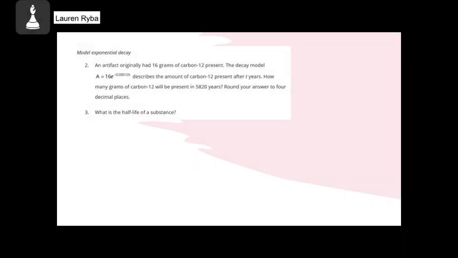An artifact originally had 16 grams of carbon-12 present. The decay model, A equals 16e to the negative 0.000121t, describes the amount of carbon-12 present after t years. How many grams of carbon-12 will be present in 5,820 years?